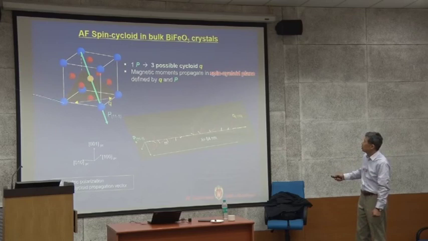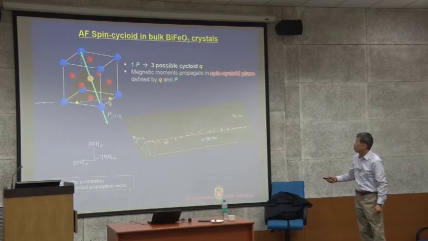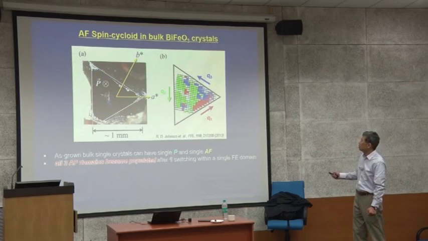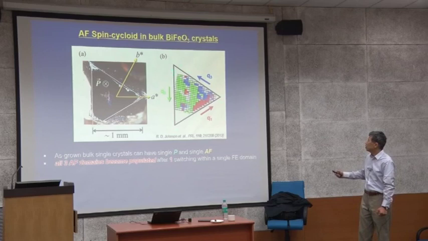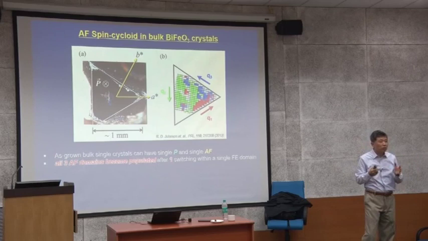We call this a propagation vector: the direction in which the spin cycloid is going, and in which plane this kind of rotation happens. Okay, within that plane, you have a propagation vector along that direction, and you get this kind of spin cycloid. So in bulk single crystal, they have three different spin cycloids, one going that way, one going that direction, one going that direction. You have three different directions of spin cycloid in bulk single crystal because that's a degree of freedom, because bulk BFO does not have symmetry breaking, so you get three of those.